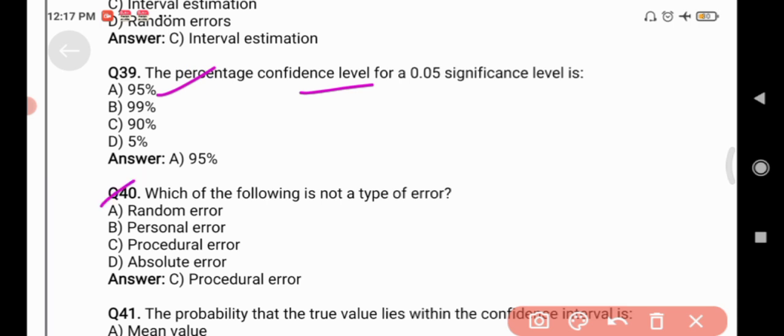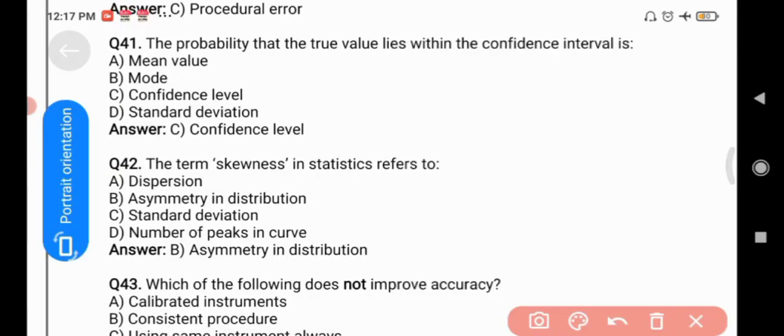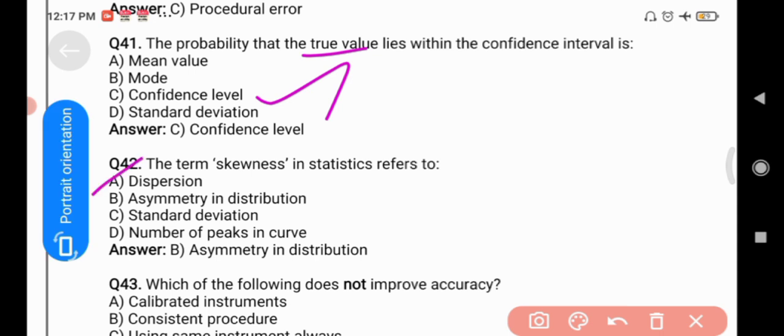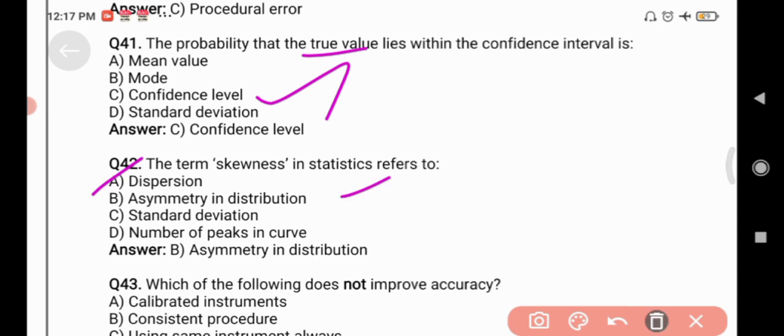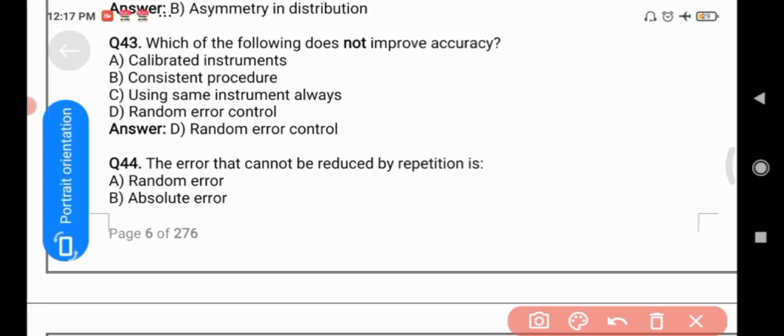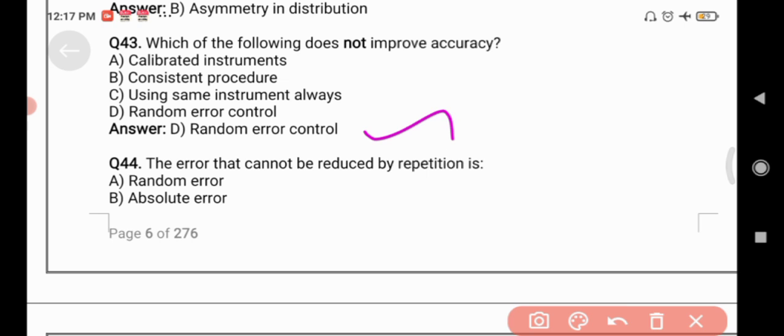Which of the following is not a type of error? Option C, procedural error. The probability that the true value lies within the confidence interval is option C, confidence level. The term skewness in statistics refers to asymmetry in distribution. Which of the following does not improve accuracy? Option D, random error control.